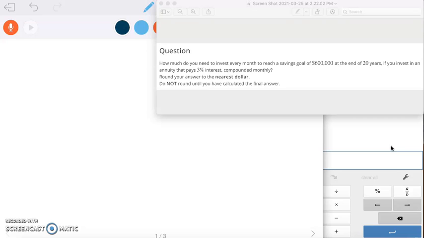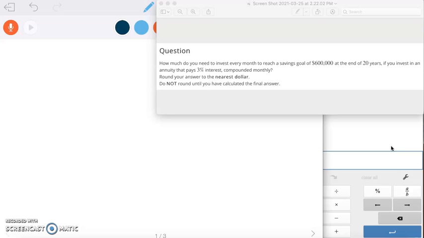So let's keep a couple things in mind. That means that we are investing for 20 years, 12 times a year because it's monthly. We have an interest rate of 3%, which is 0.03, and we want to have $600,000 at the end of it. This is a great way to think about retirement savings, or just look at your goals and look at how much you need to invest every month to reach your goals.